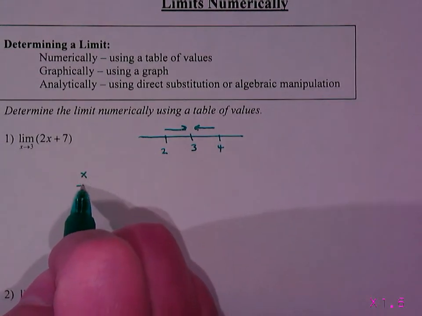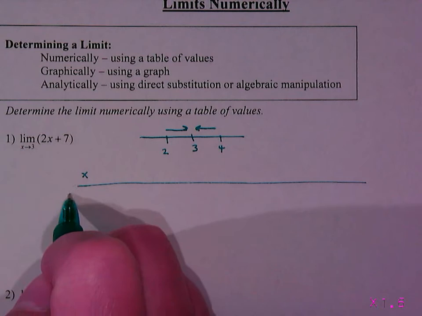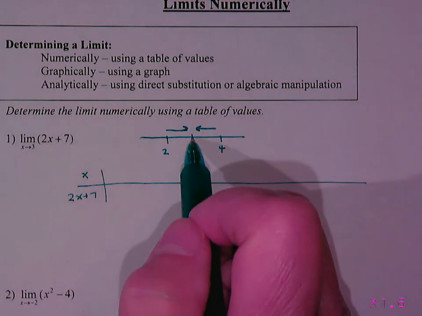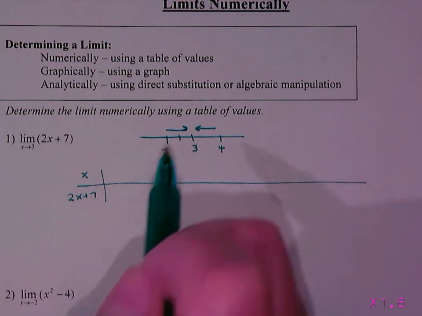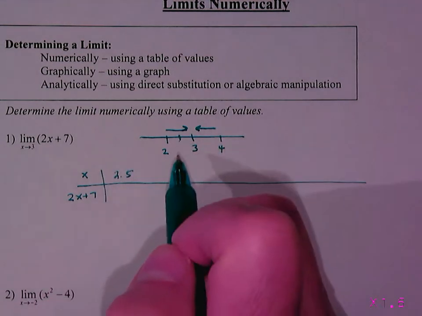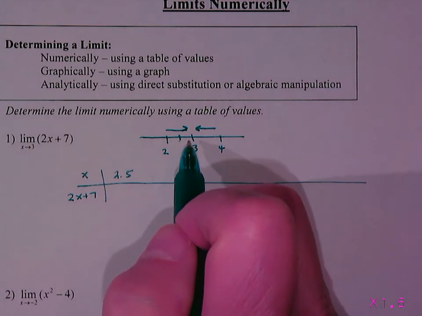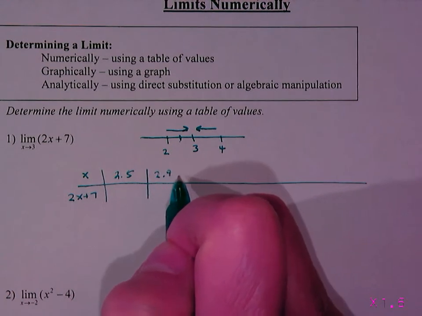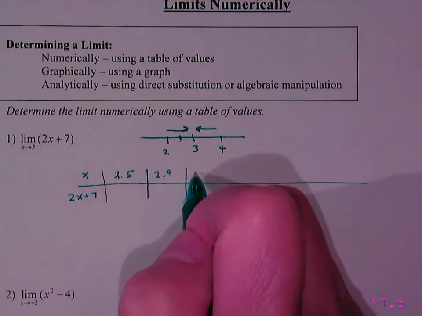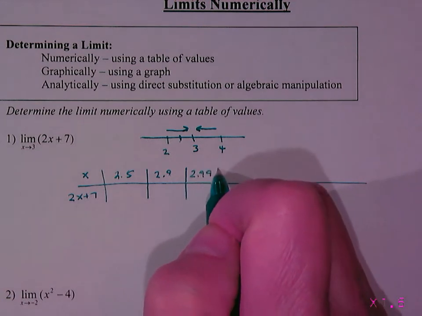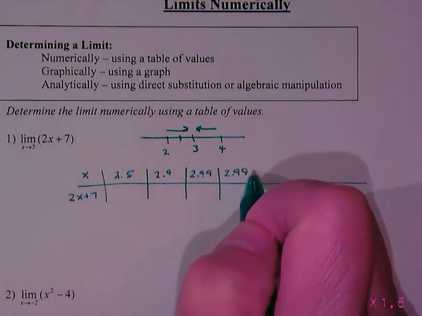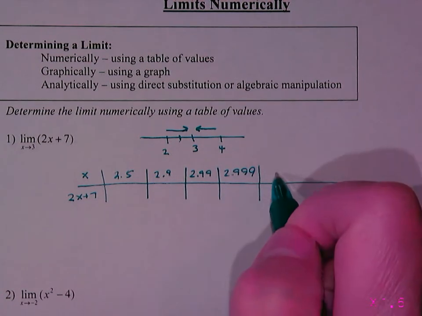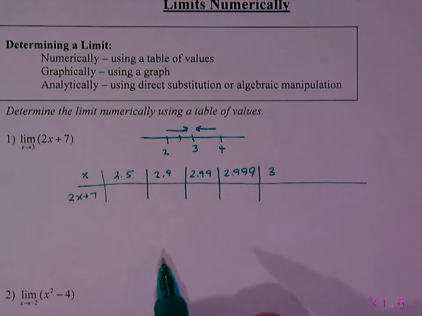I get to pick my x values, and then I'm going to take those x values and plug them into 2x plus 7. If I want to get close to 3, I could start here at 2.5. I could go to 2.6, 2.7, 2.8, but I'm not going to do all those. The next one I'm going to use is 2.9. Then I want to get even closer to 3, so I'm going to 2.99, and even closer, 2.999. I could keep getting closer, but that shows what I'm trying to show you. Then I'm going to use 3.